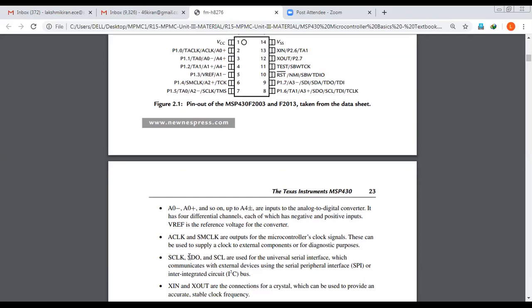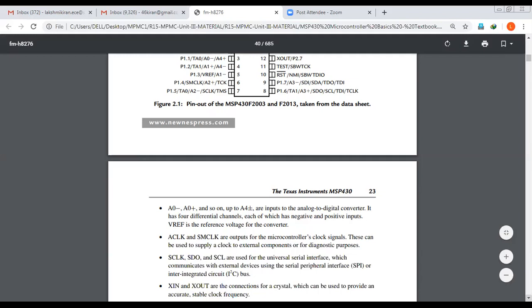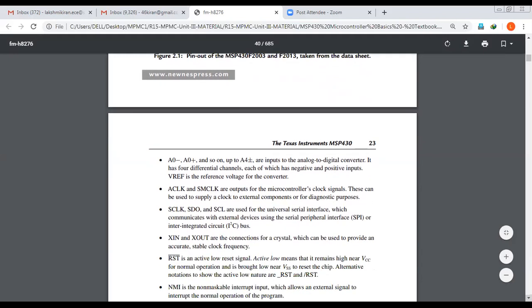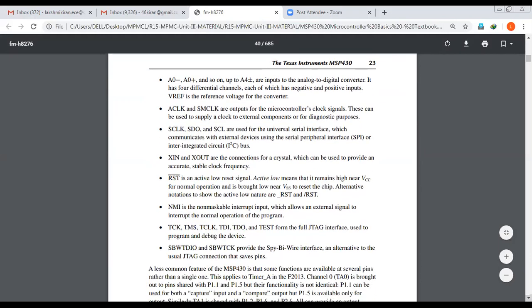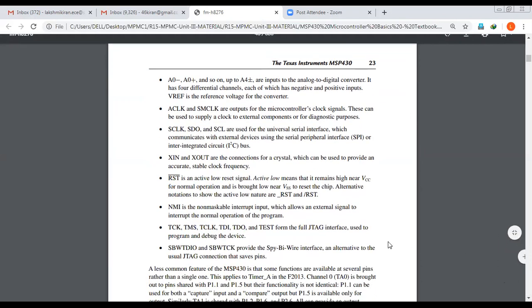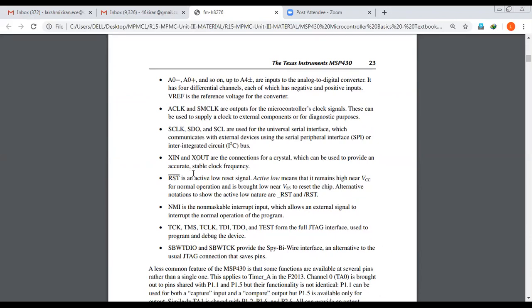So these are going to be the three inputs or outputs for dealing with a universal serial interface such as SPI and I2C. These are the communication protocols for dealing with input or output devices. And X in and X out are going to be the input and output to the crystal oscillator. The crystal oscillator is the reason for providing the stable frequency, and reset bar is going to be the active low reset pin. So in normal operation, this is going to be high. In reset operation, this is going to be low.